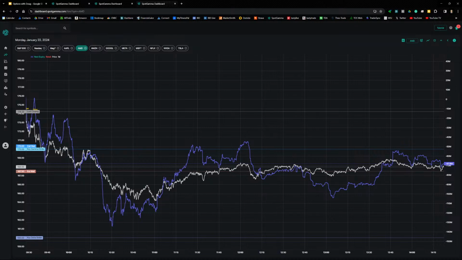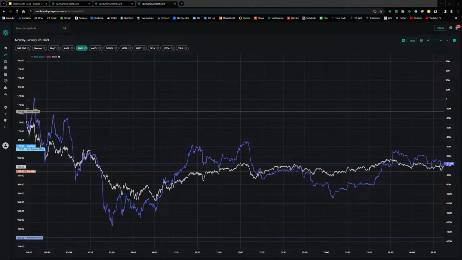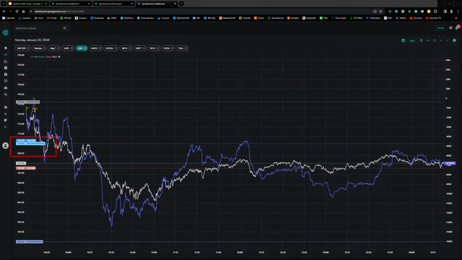Note the call wall at 170, that's also the key gamma strike. Put wall at 167.50. So AMD opened above the call wall and reversed lower as traders were taking negative delta positions. And then traded down below the put wall at 167.50.